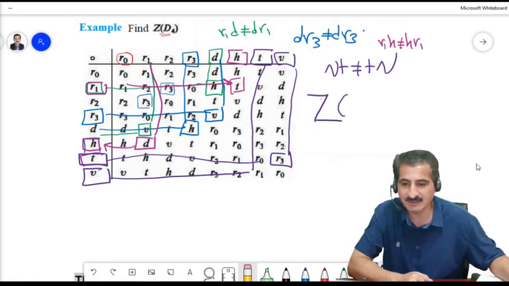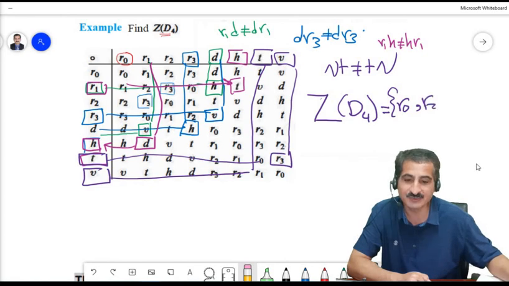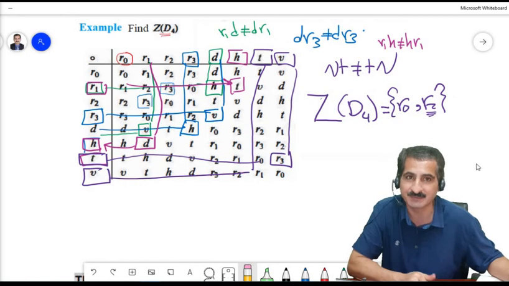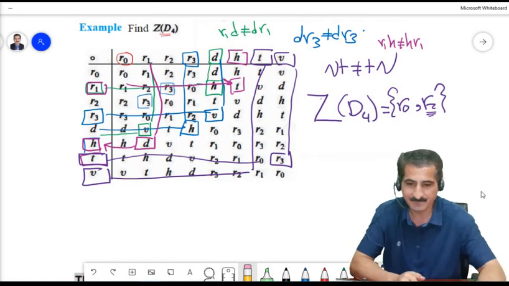claiming that the center of D4 consists of the identity, which is R0, and R2. So I will leave it for you to make sure that R2 commutes with any other element. Okay. So this is having fun with the center.